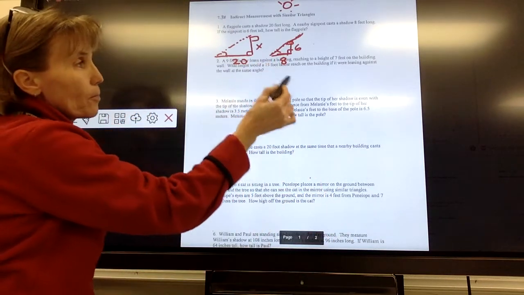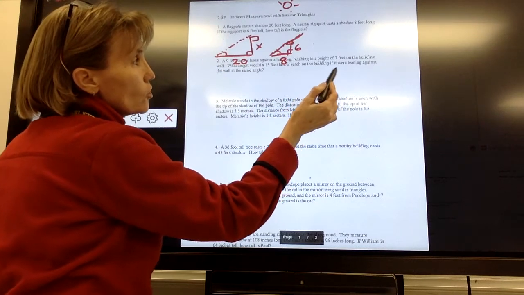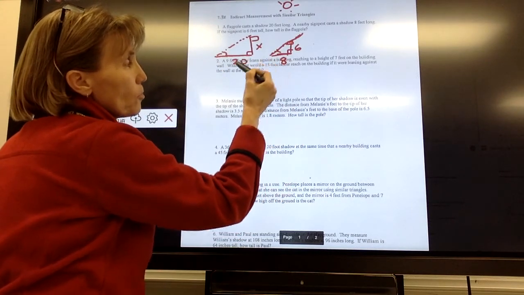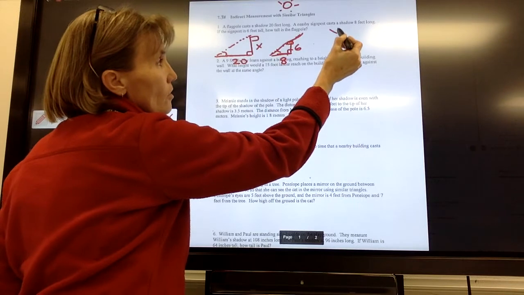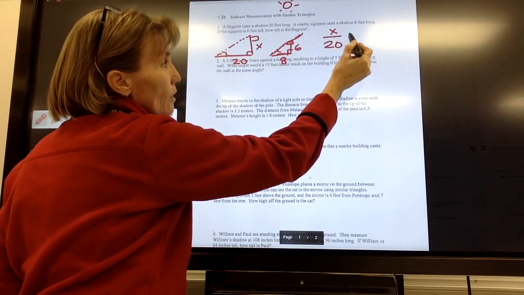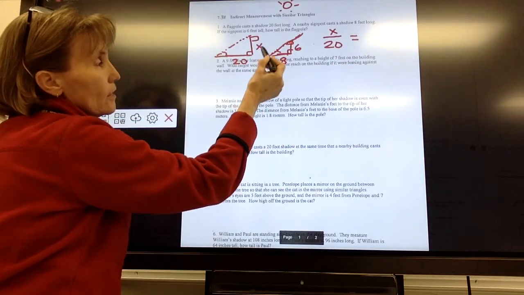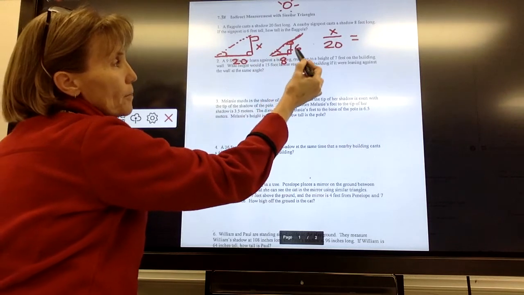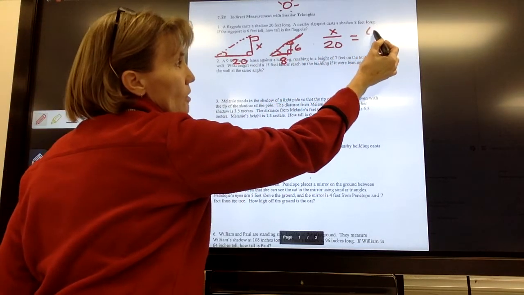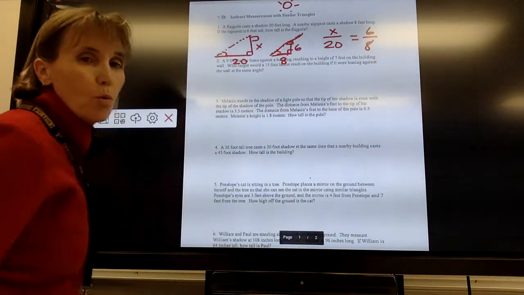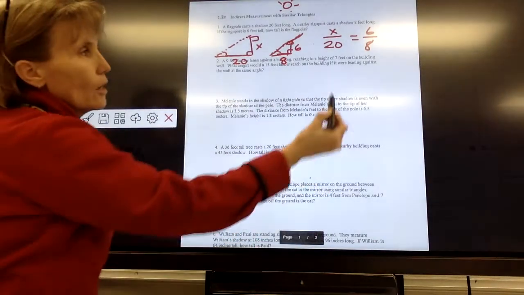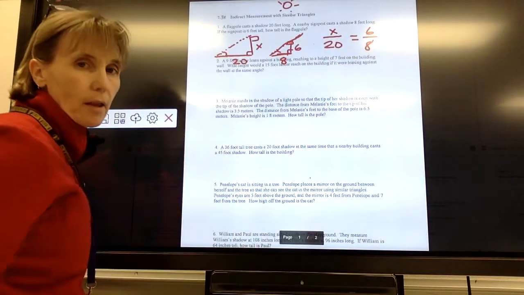So I can set up a proportion to solve this, and there's different ways you can set this up. You can set up a proportion within the flag itself. You could say x over 20 equals, if I put x in the numerator, then when I go to the signpost, I have to put the height of the signpost in the numerator. Okay, that's one way I could set up that proportion, and then you're going to solve that by cross multiplying.